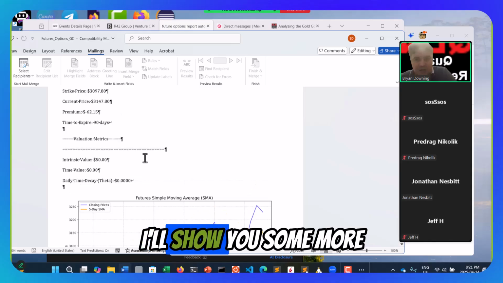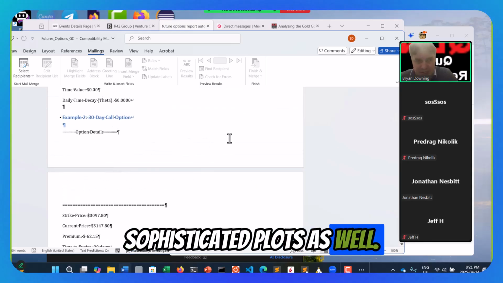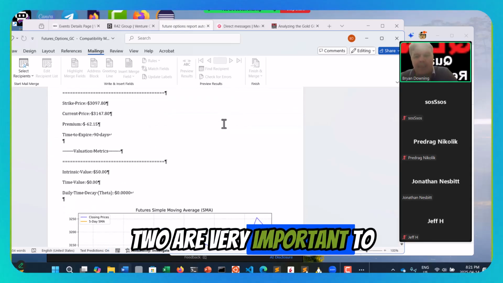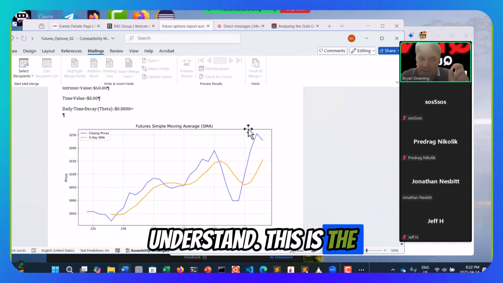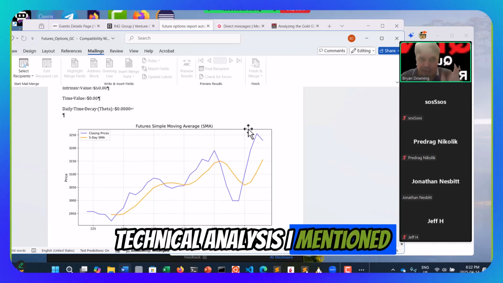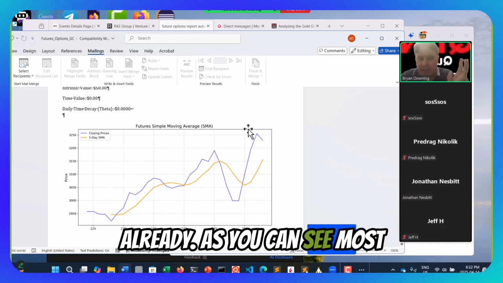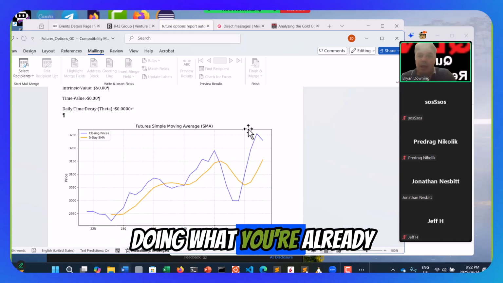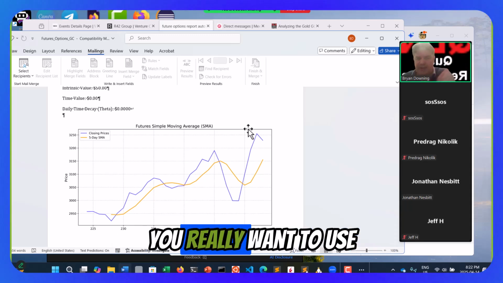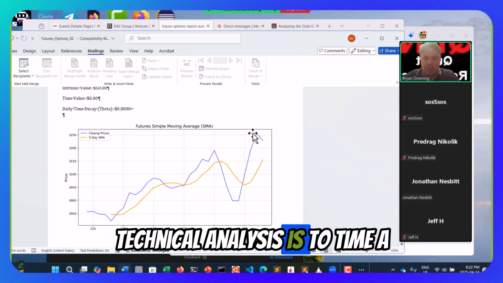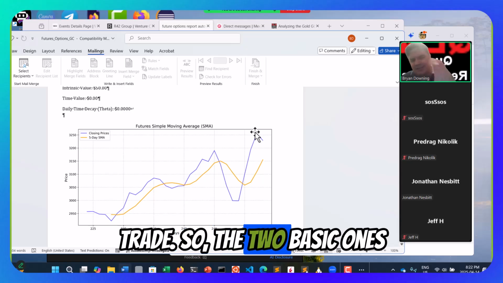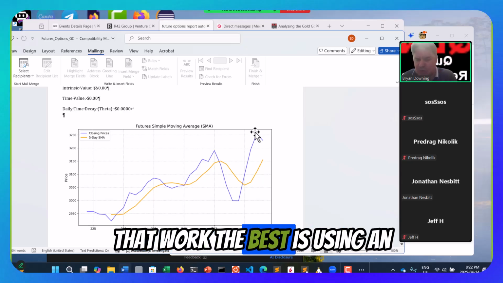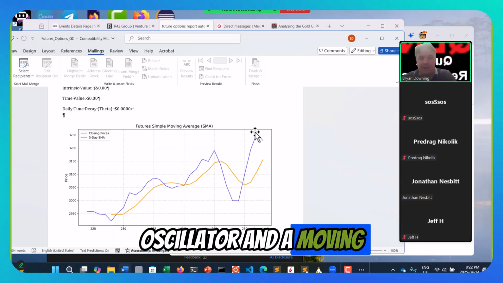Okay, I'll show you some more sophisticated plots as well. Now, these next two are very important to understand. This is the technical analysis I mentioned already. As you can see, most of your analysis is going to be doing what you're already doing. And the only time when you really want to use technical analysis is to time a trade. So the two basic ones that work the best are an oscillator and a moving average.